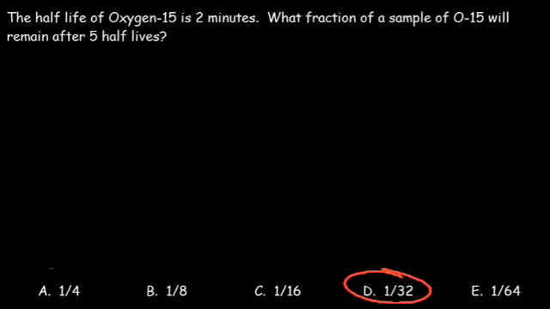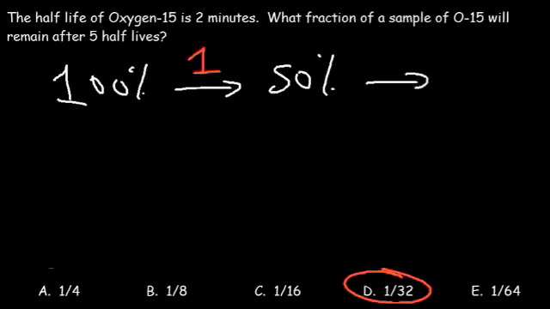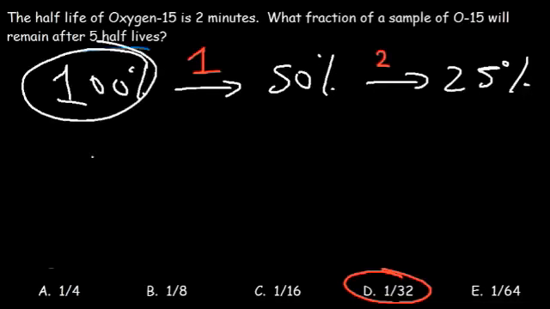So we started with 100%. You need to realize that 100% is 1. And remember, once we had 100%, in one half-life of 2 minutes, we divided it by 2, which gave us 50%. In the second half-life, we divided it by 2 again, which will give us 25%. So if you want to find out what remains after 5 half-lives, you need to divide it by 2 five times. So 100% represents 1. So we're going to divide 1 by 2 five times, since we want the fraction that remains after 5 half-lives.